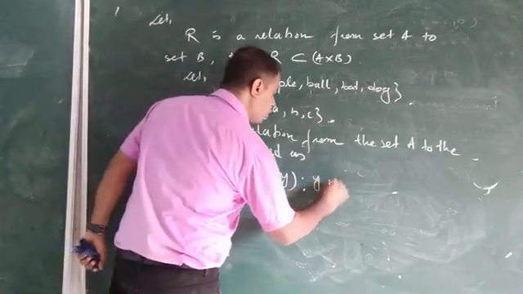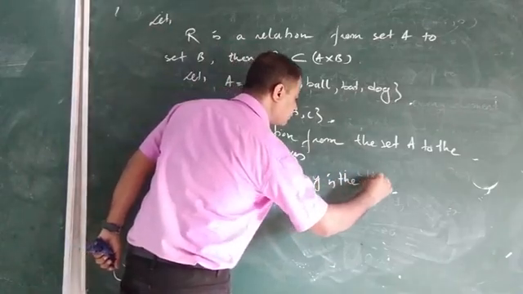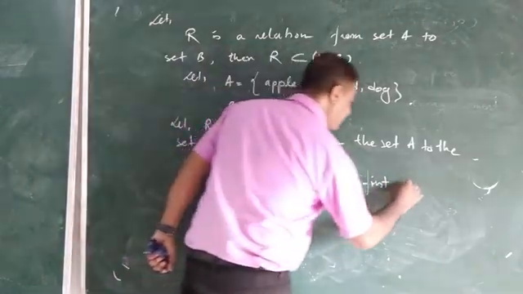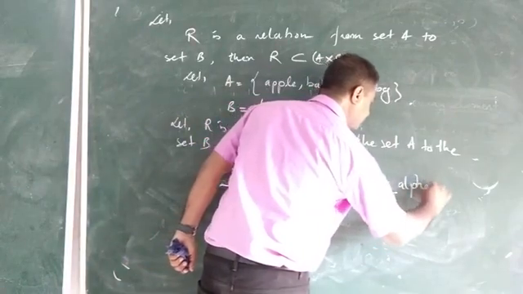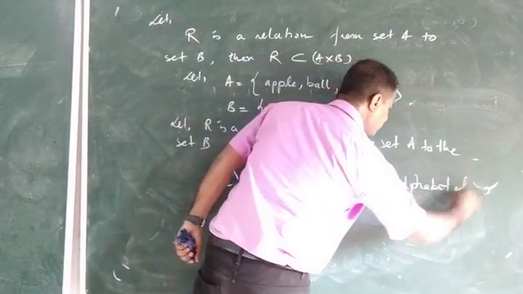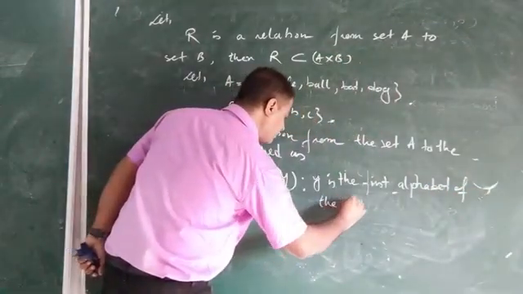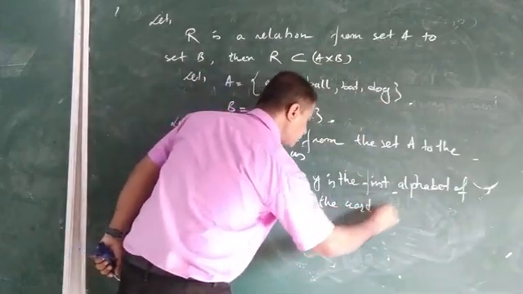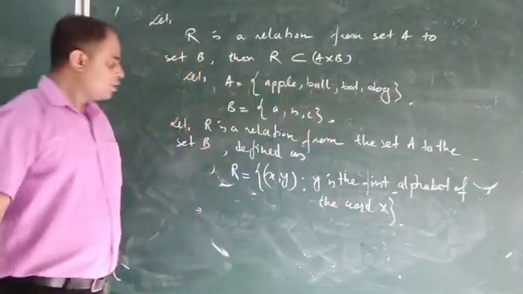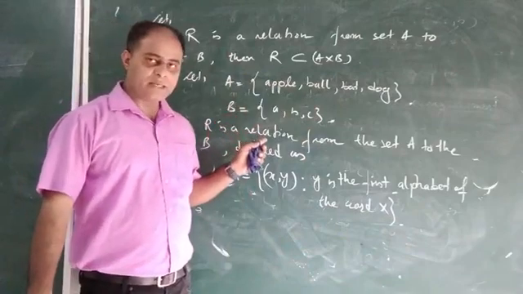So R equals {(x, y)}, where we assume that y is the first alphabet of the word x.